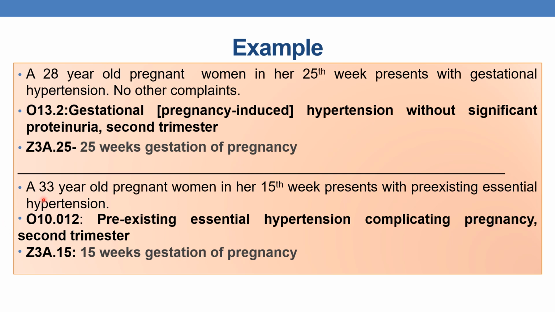Next example, a 33-year-old pregnant woman in her 15th week presents with pre-existing essential hypertension. Here the hypertension is pre-existing and the patient is in her second trimester. The code is O10.012, pre-existing essential hypertension complicating pregnancy, second trimester. Additionally, Z3A.15, 15 weeks of gestation of pregnancy.